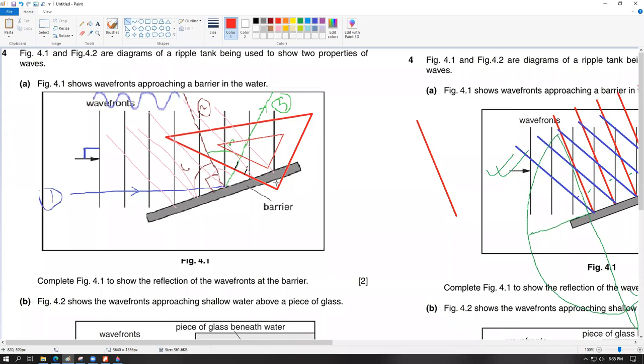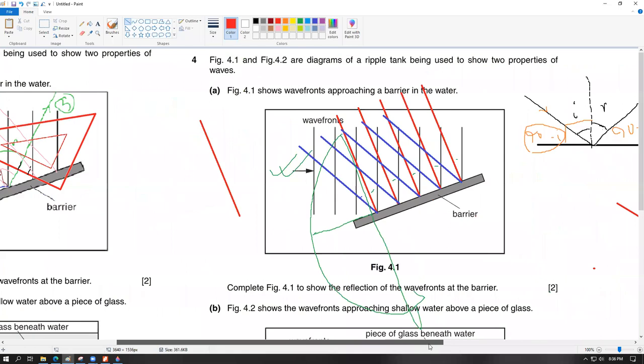The observation by which the examiners are going to mark you: they're going to first see whether all of these blue lines are parallel to each other or not. Then they are going to see, are they equidistant or not? If both of these two properties are right, you are going to get 2 marks.